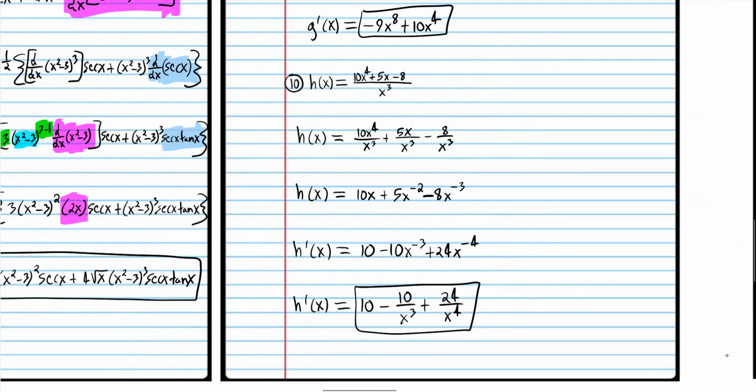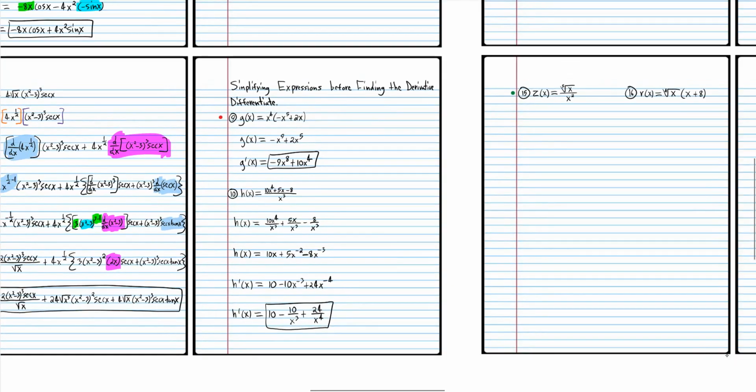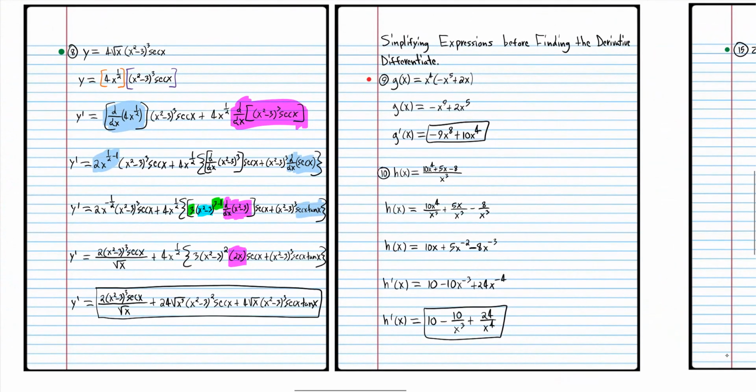So there you go. So again, in this problem, it seemed as though we were going to need the product rule, but we didn't. We just distributed. In this problem, it seemed that we needed the quotient rule, but actually we just simplified and we didn't have to use the quotient rule. So I just want you to be aware that you can sometimes simplify the expression before finding the derivative.